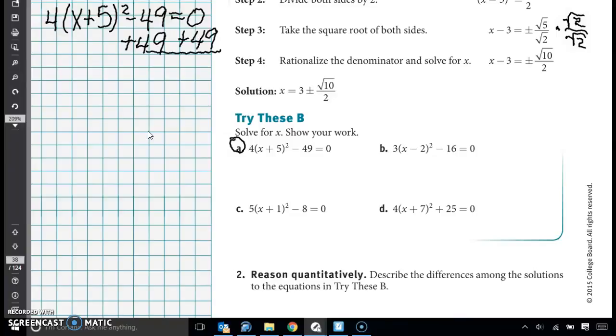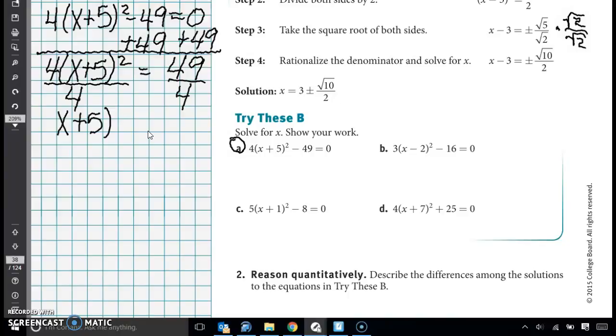What we're doing is, at the end of this, you will have lots of different ways to solve quadratics. Now we're going to divide both sides by 4. So we have (x plus 5) squared equals 49 over 4. And that fraction does not reduce any further, does it?